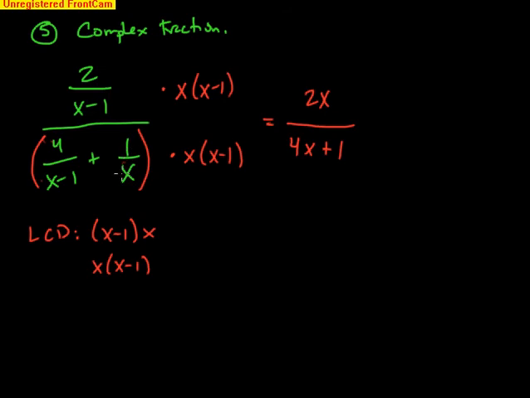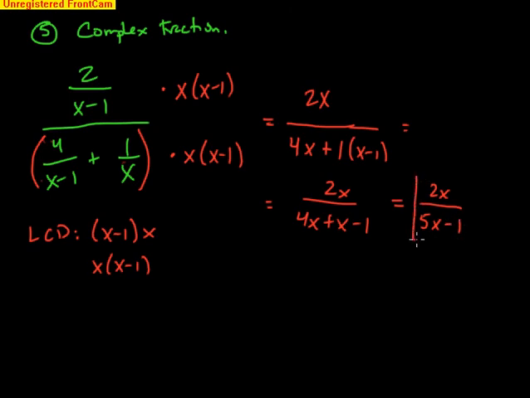Plus, we have this numerator of 1, and now this 1 is going to be multiplied by the x minus 1 only because the x's cancel. So now we simplify. Well, the top is just 2x. The bottom, we get 4x. Distribute the positive 1, which is just going to leave the parenthesis the same, plus x minus 1. So we get 2x over 5x minus 1. Do not cancel out these x's because this is a 5x minus 1. It's all together. This is your final answer.